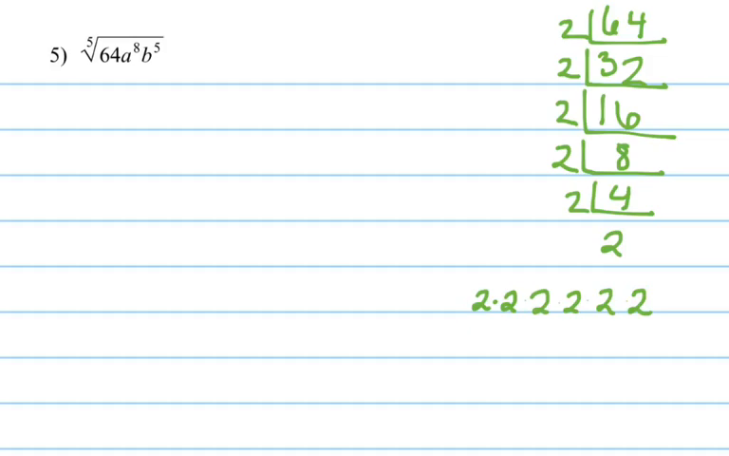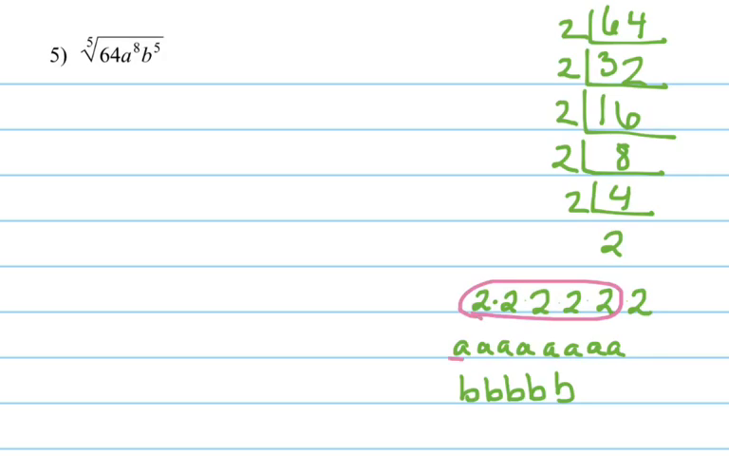And I had 8 A's. And 5 B's. And we are looking for sets of 5 this time because my index is 5. And so I have a set of 5 2's. I have a set of 5 A's and a set of 5 B's.